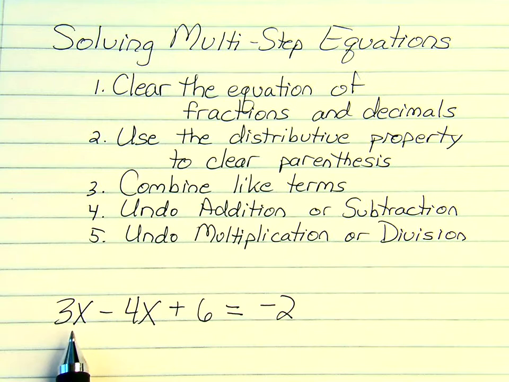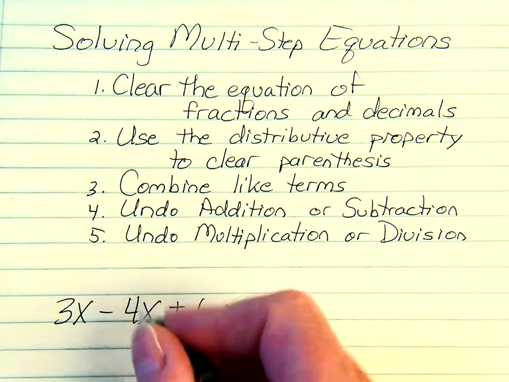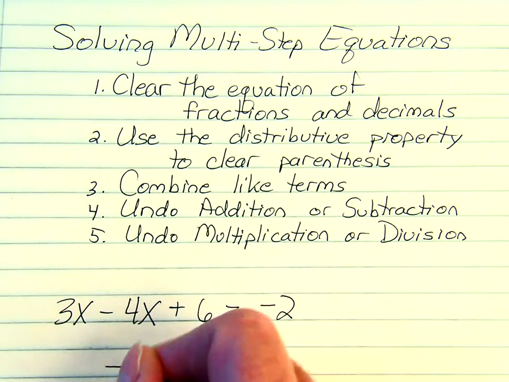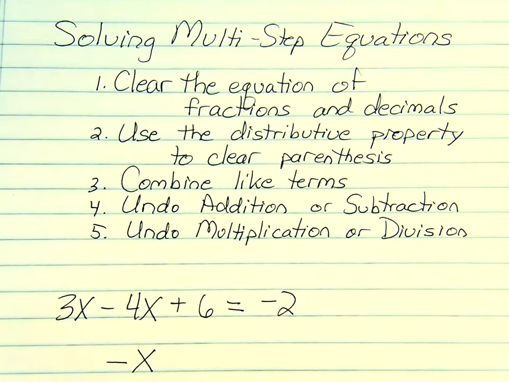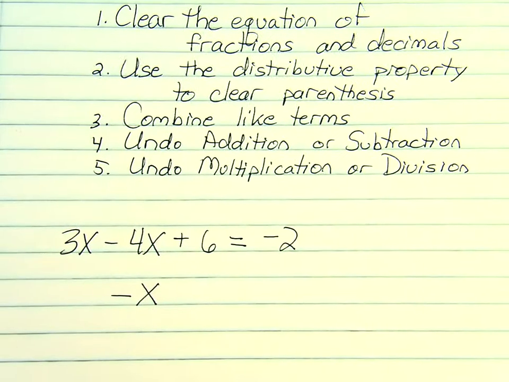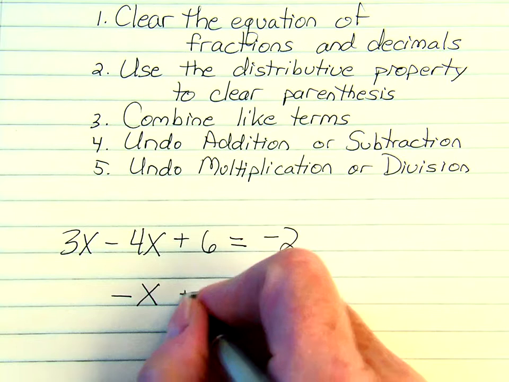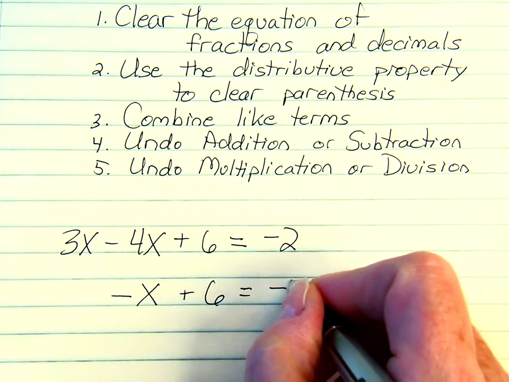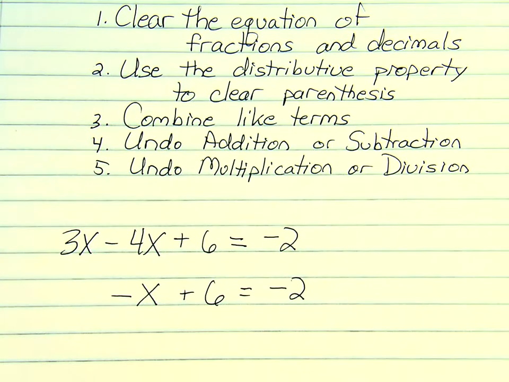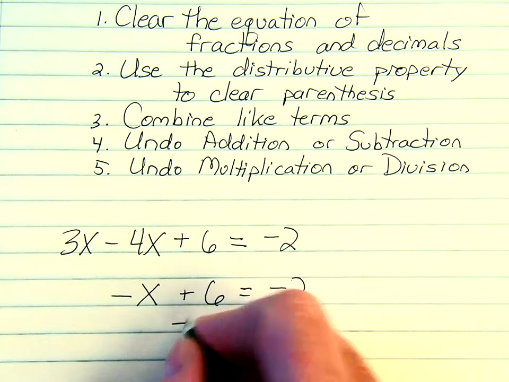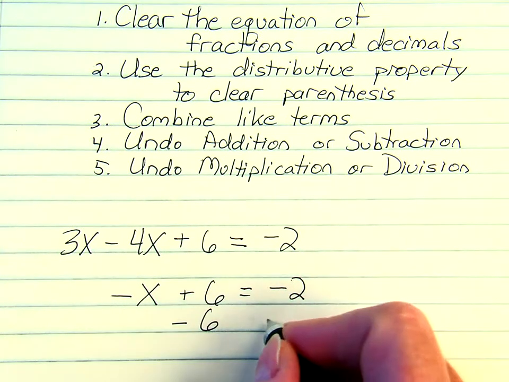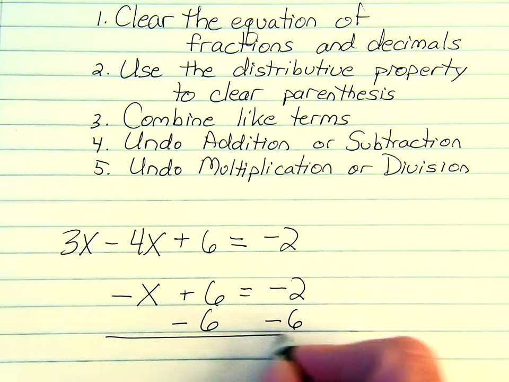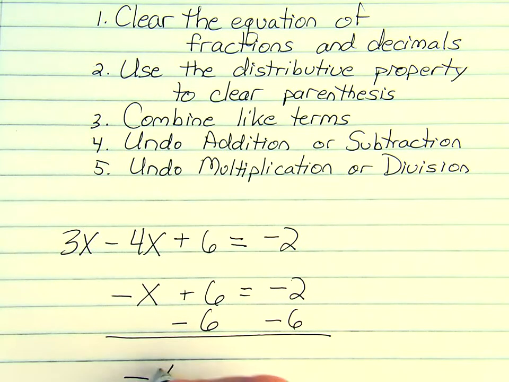We have 3x's and we are taking away 4x. So that's going to leave us with a negative x. We know that to be negative 1x plus 6 equals negative 2. We are now going to go ahead and undo our addition here with our subtraction. So we are going to subtract 6 from both sides. This gives us a negative x equals negative 8.